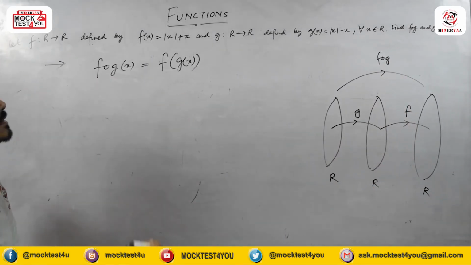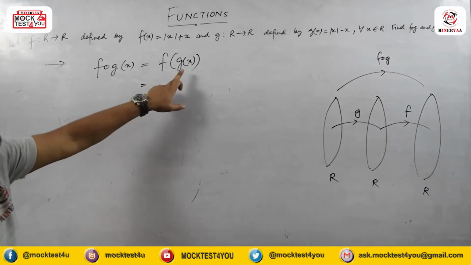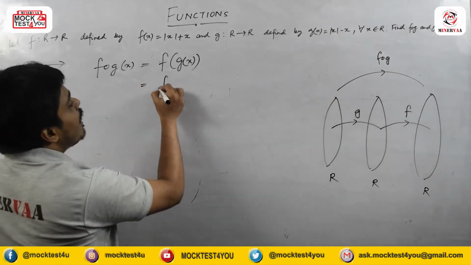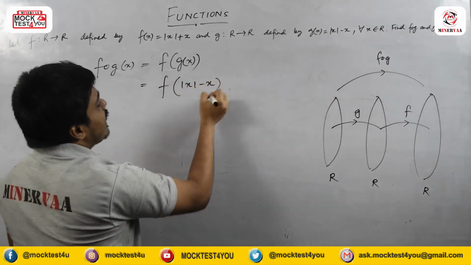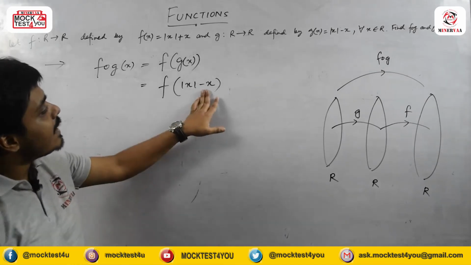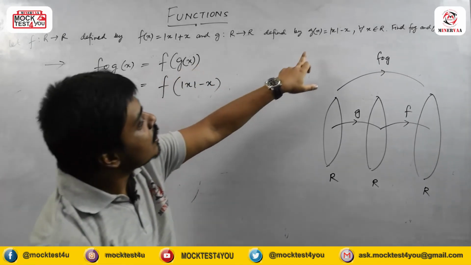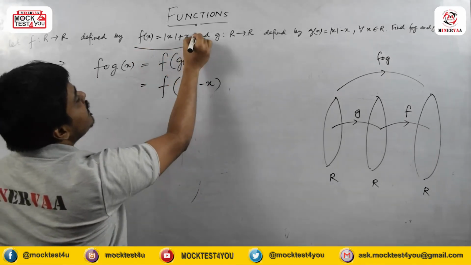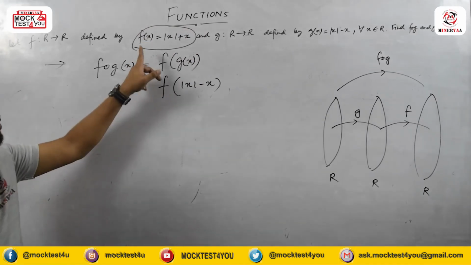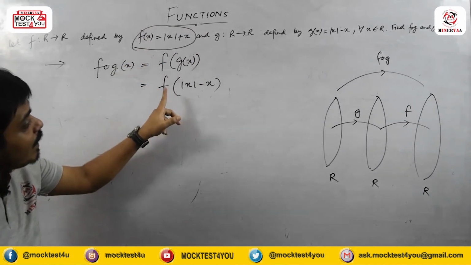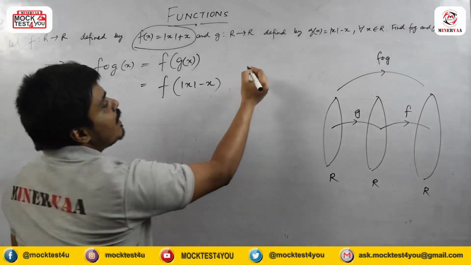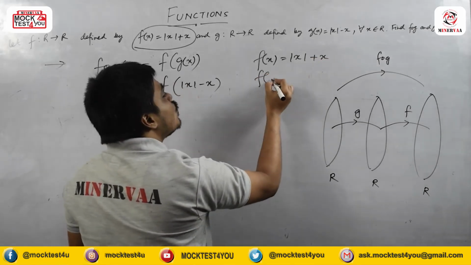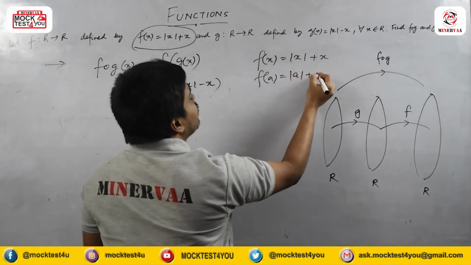So what is f of g(x)? Look here, the g(x) function is |x| - x. So I will write f of (|x| - x), I will write g(x) in there. Now the f(x) function is |x| + x, but we don't need to find f(x). We need to find f of (|x| - x). So if f(x) is |x| + x, I ask you, what is f of a equal to? |a| + a.